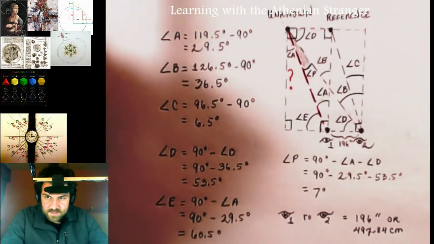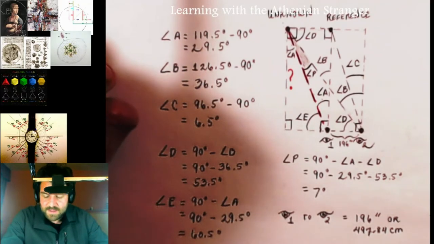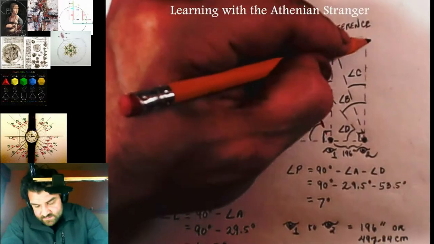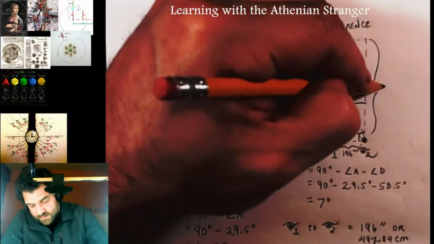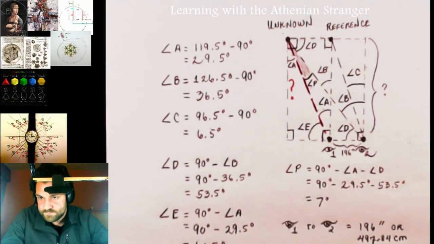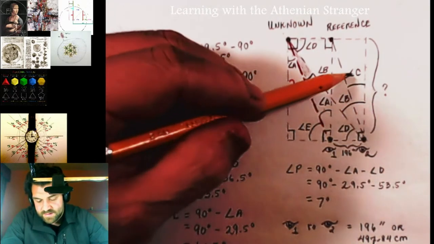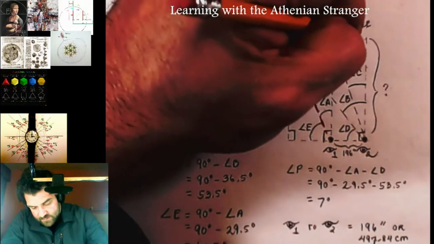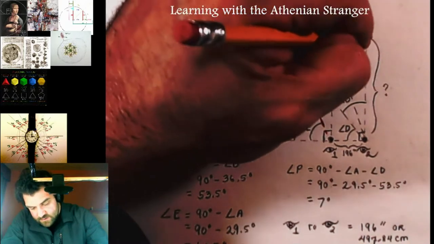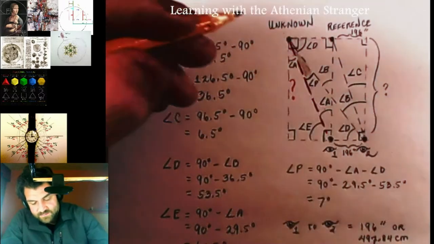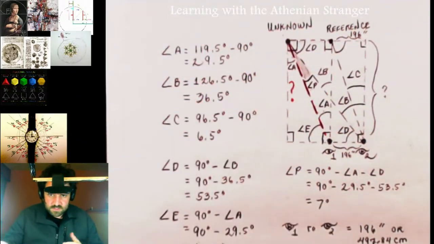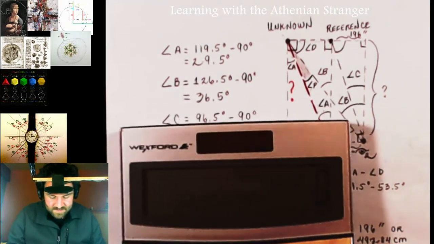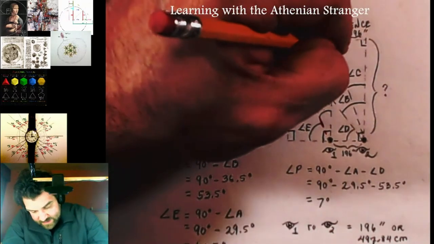Now what I'm going to claim is that we already have enough information to solve this problem. If I can get this height right here, I can solve the whole thing. I can get that, because I know this is 196 inches and I have angle C. You can do this a couple of different ways. This is a right angle. Angle C was equal to 6.5 degrees, so 90 minus 6.5 means that this angle here is 83.5 degrees.